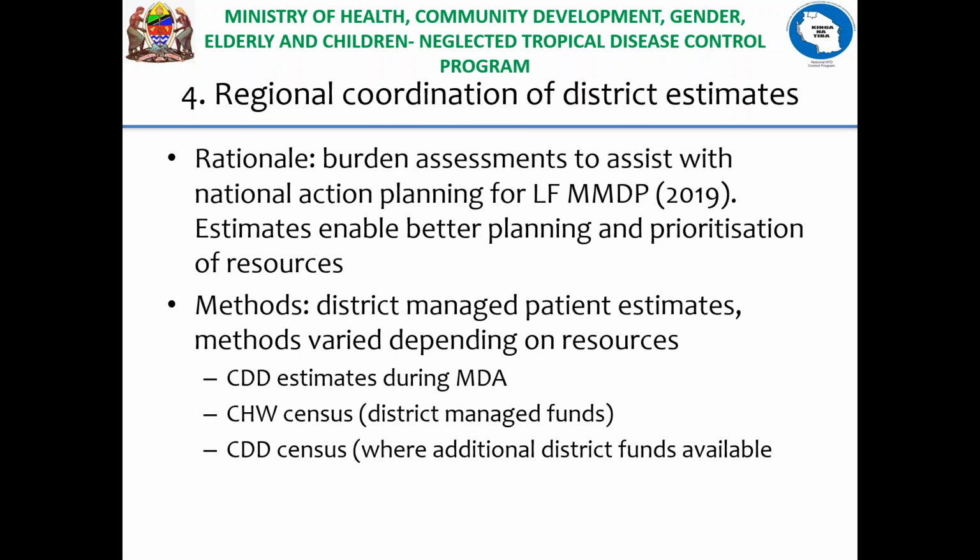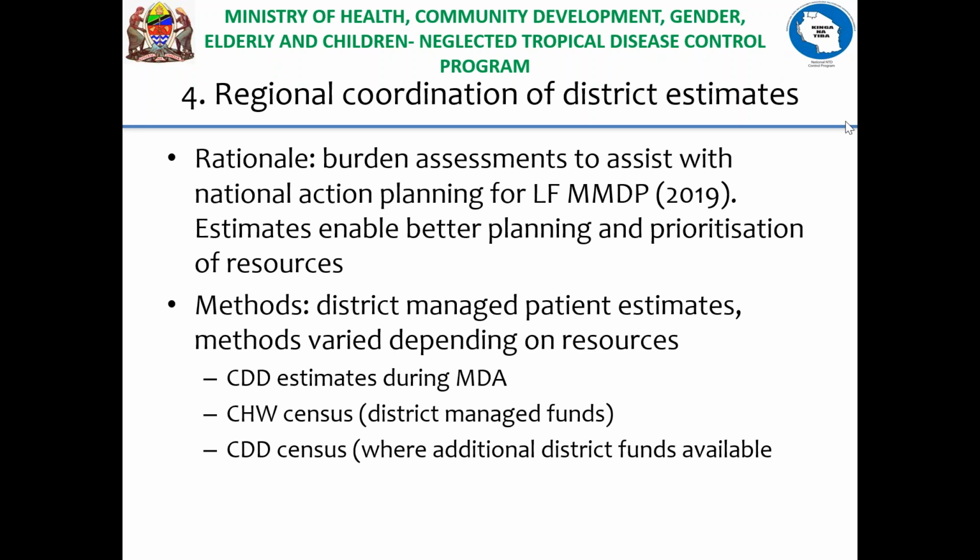The fourth method, which we've been using for a long time but are still putting records on, is the regional coordination of activity of district estimates. That means the region or district gets information from the district after filling the questionnaire of how many patients, or they ask through the health facility or through information from the communities, and we get that information through the regional secretariat.